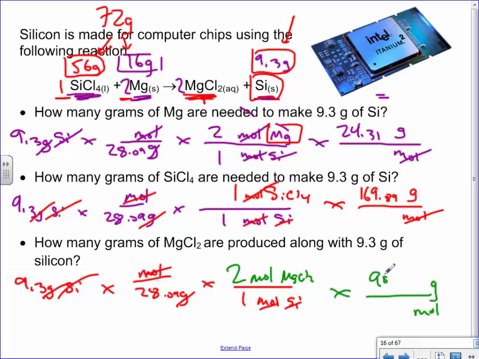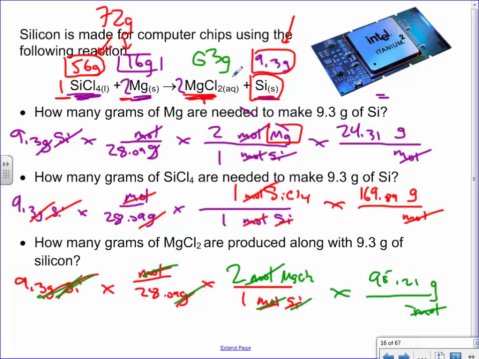I got a molar mass of 95.21. So again, if you can follow my work here, the grams cancels this grams, the silicon cancels this silicon, the moles cancels the moles here, this moles cancels that moles there. The only thing that didn't cancel then is grams of magnesium chloride. So run the numbers through. Divide by 28.09, times by 2, times by 95.21. I got an answer of 63 grams. I want to show you one more thing.